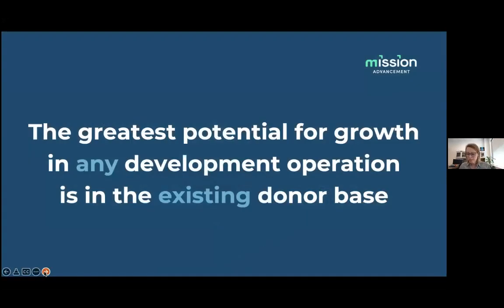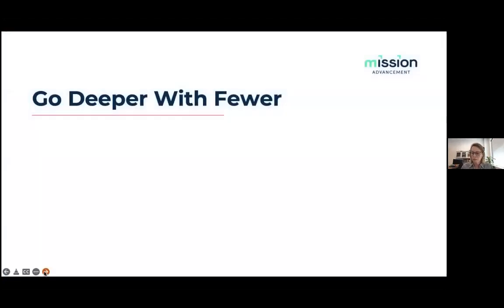So just to restate this, the greatest potential for growth in any development operation is going to be in the existing donor base. The only exception to this is if you're a startup. If you're a startup, you're in a different stage of business. But for those of you with an existing donor base, this is where your greatest potential lies. People who said yes to you once are much more likely to say yes to you again, as opposed to acquiring people who don't know you today. So this is where your best time and energy can be spent.